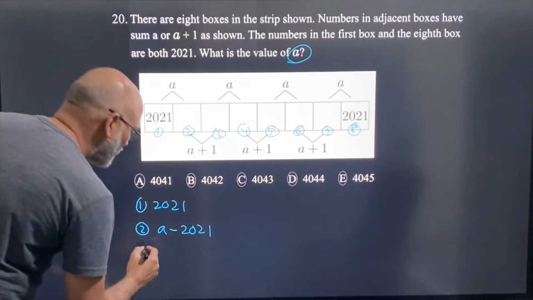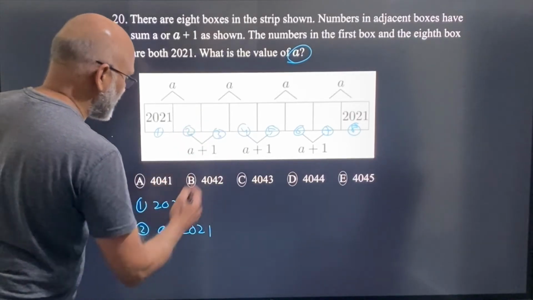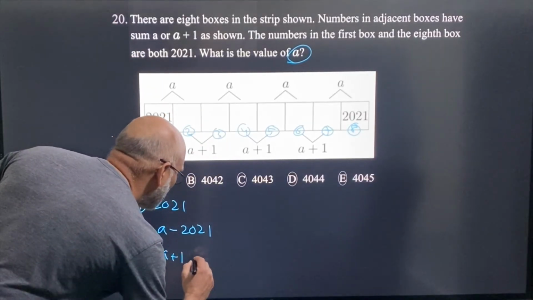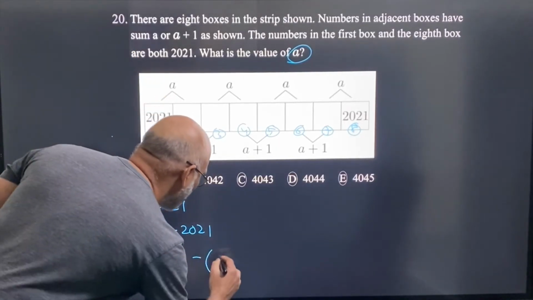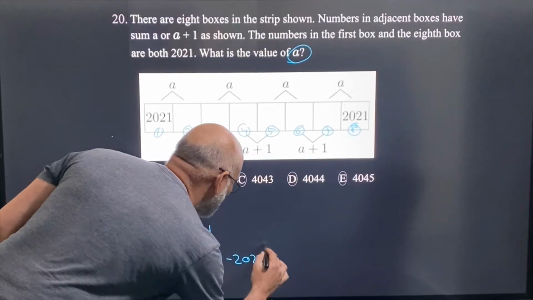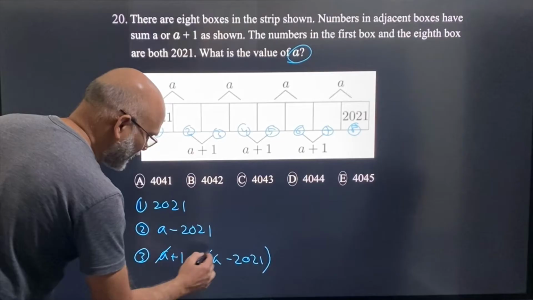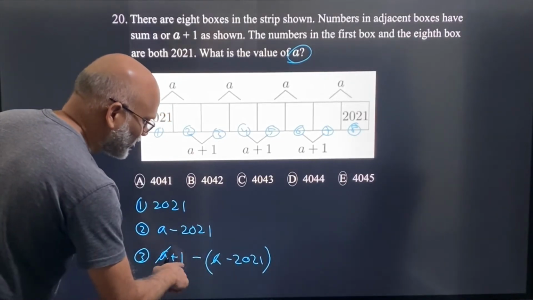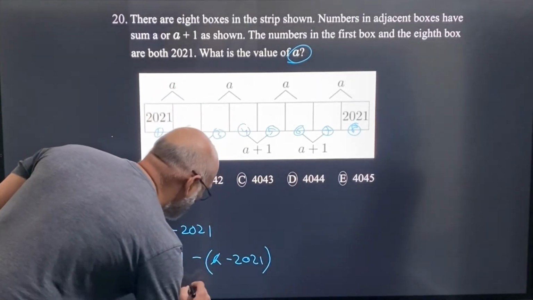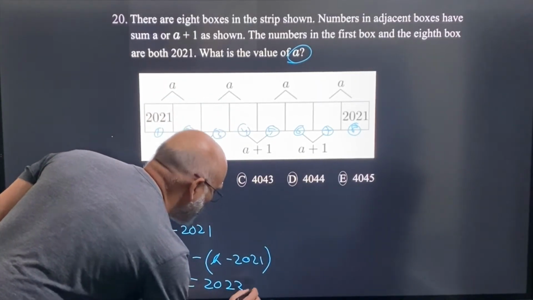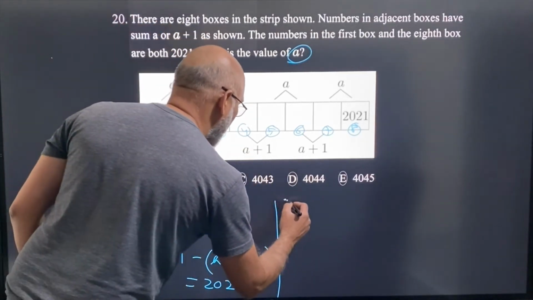All right, and then what will 3 be? This sum is A plus 1 minus whatever is cell 2. Cell 2 is A minus 2021. Now if I open this bracket, the A will cancel out, so this is going to be 1 plus 2021, so this is going to be 2022. Similarly, we'll keep propagating.